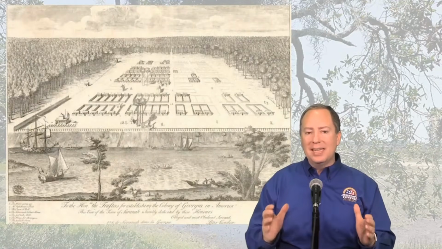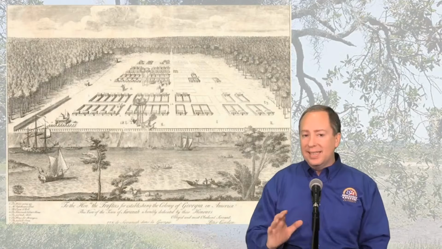So another thing Oglethorpe wants to do, and he had discussed this with the trustees, but it wasn't necessarily in their plans, but this is one of the big reasons he wanted to come to Georgia. When he establishes this first city, the city of Savannah, he wants it laid out with mathematical and scientific precision. And that's exactly what he does.